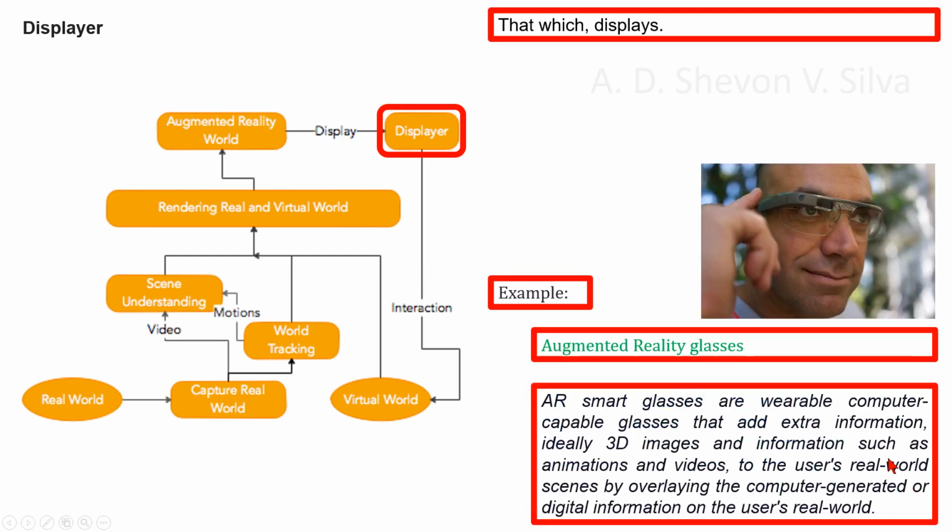As an example, we can consider augmented reality glasses. AR smart glasses are wearable computer-capable glasses that add extra information, ideally 3D images and information such as animations and videos, to the user's real world scenes by overlaying the computer generated or digital information on the user's real world.